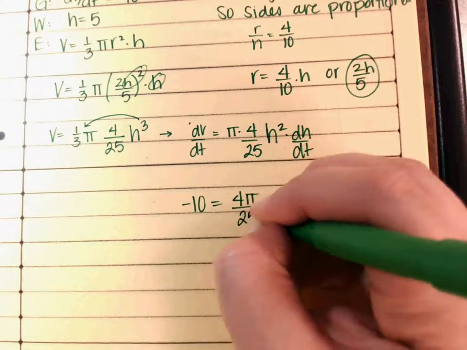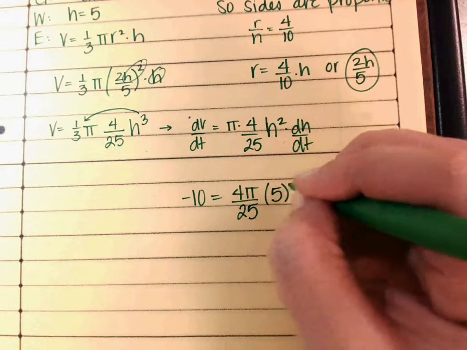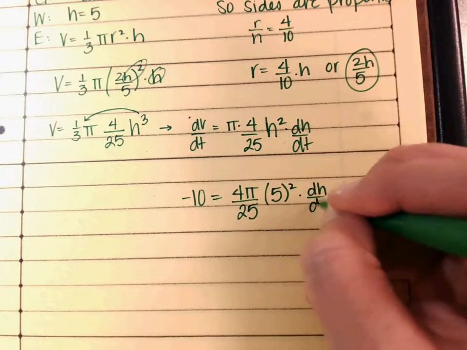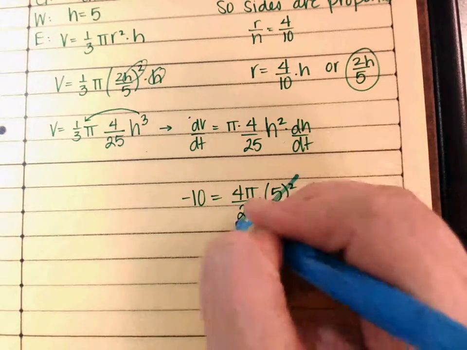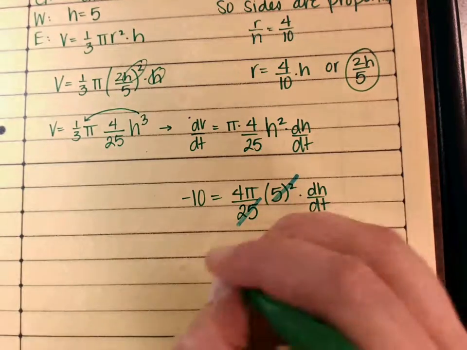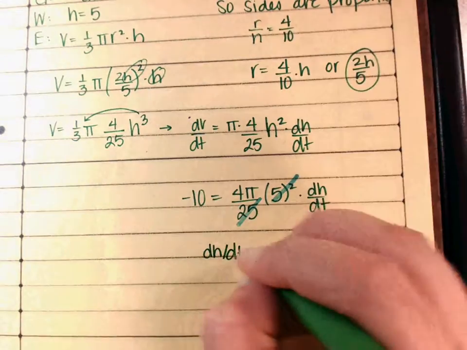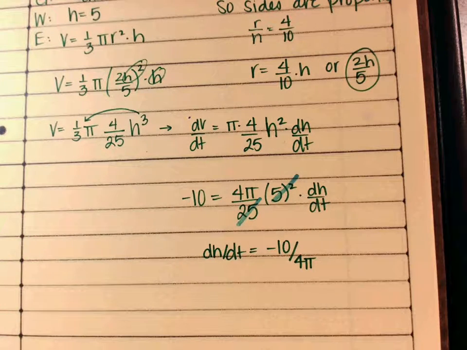4 pi over 25. What was my height for this one? And what's going to happen if I have 5 squared over 25? Those guys are going to conveniently cancel out with each other. And then to get rid of the 4 pi, I'd have to divide it on the bottom. So our dh/dt would come out to be negative 10 over 4 pi. Now, does it make sense that my height rate came out negative? Because as the water drains out of the cone, what's going to happen to the height of the water inside it? It's going to be decreasing.